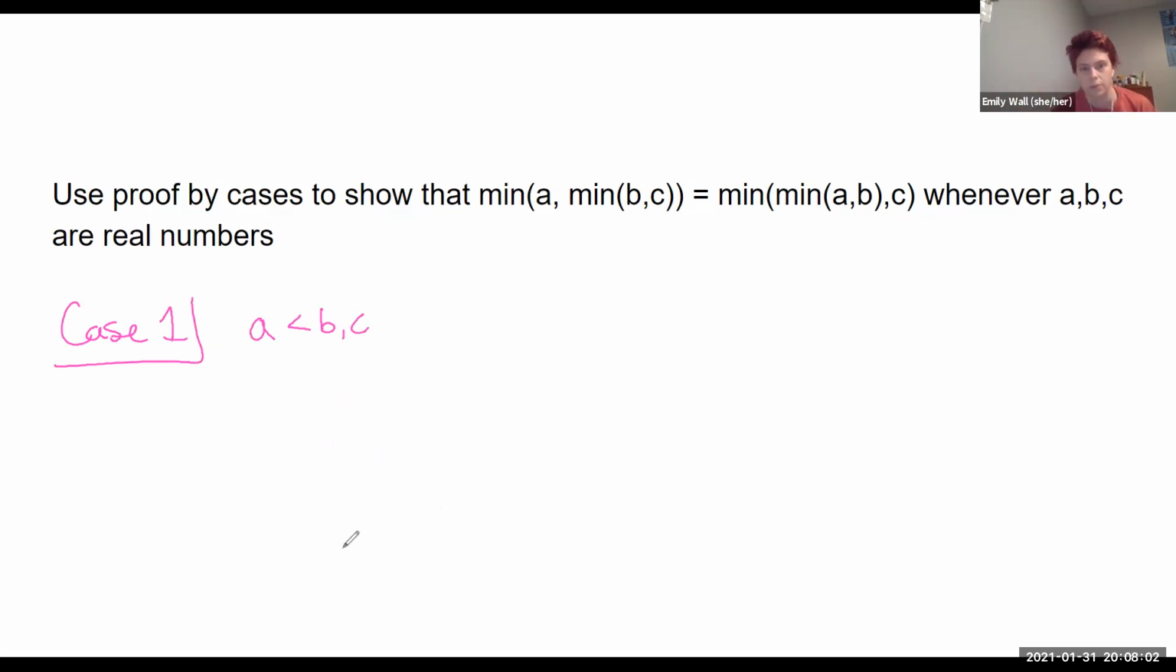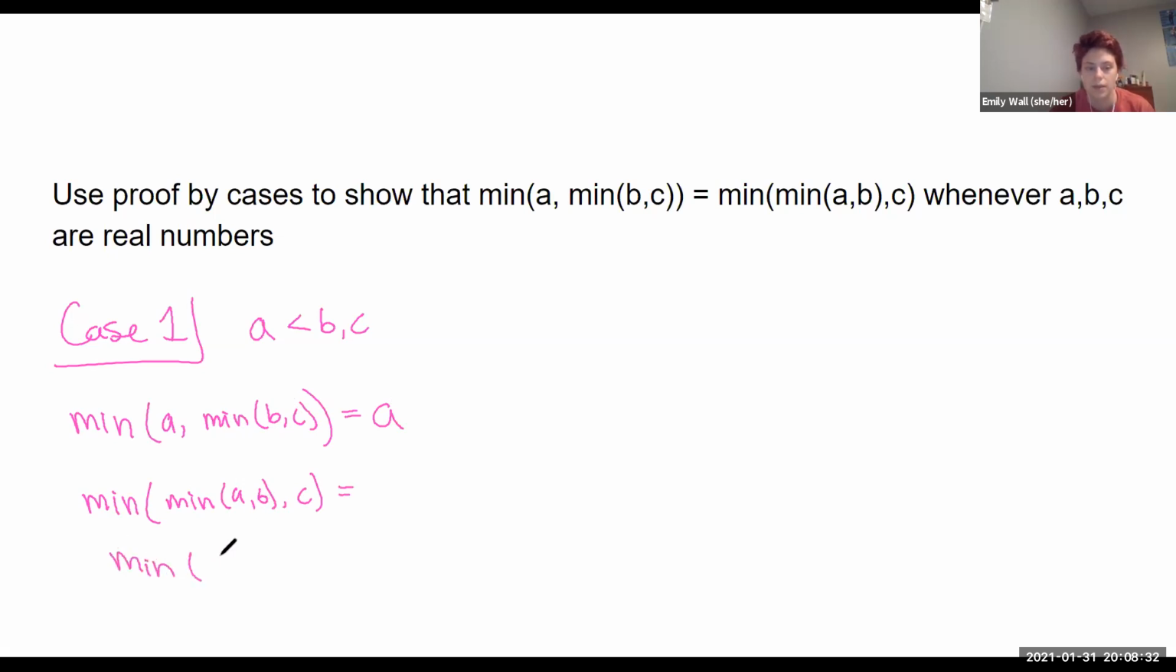And how does this information help us? Well, if I want the minimum of A, comma, the minimum of B, C, like this, I don't know whether B or C are smaller, but I know that A is smaller than whatever this minimum is. And so this is going to equal A. And then for the right-hand side, if I'm taking the result of this statement, I can simplify a little bit. The minimum of A and B gives me A. We're left with minimum of A, C, which again equals A. And so check mark, they're equal. Both sides are equal.